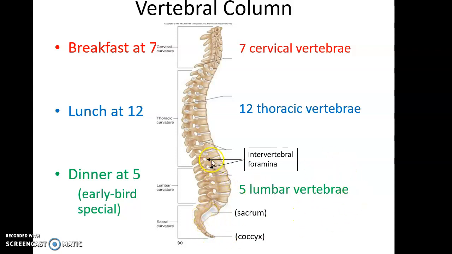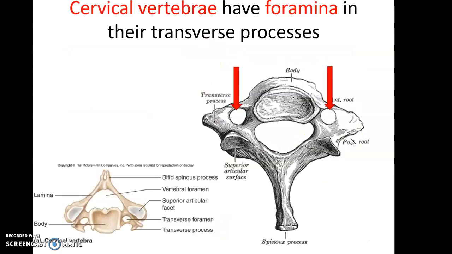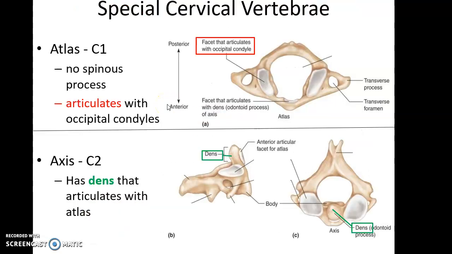Between the vertebrae, you actually see holes on the sides where spinal nerves come out. Those holes are called intervertebral foramina. We also, of course, have the intervertebral discs between the bodies of adjacent vertebrae. The cervical vertebrae are the smallest of the vertebrae. They also have extra holes, extra foramen. So they have transverse foramen in the transverse processes. So every cervical vertebra has these extra holes.